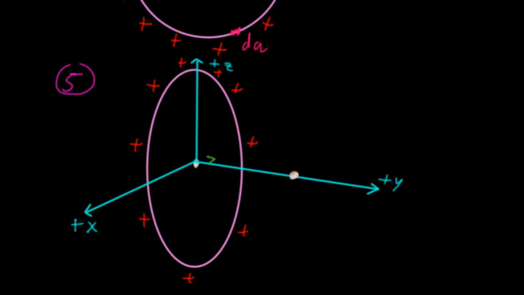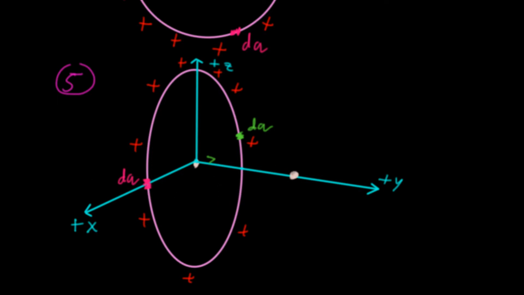Let me pick a color I haven't used yet on this ring. We're going to pick dQs that are opposite each other on this ring and find their electric field vectors at this point. So let's pick this dQ, and then going along the x-axis, we go to the other side and pick this dQ. If we imagine extending this axis all the way through the ring, this is where it would hit the ring. So we've got another dQ over here. Let's consider their electric field vectors at this point.